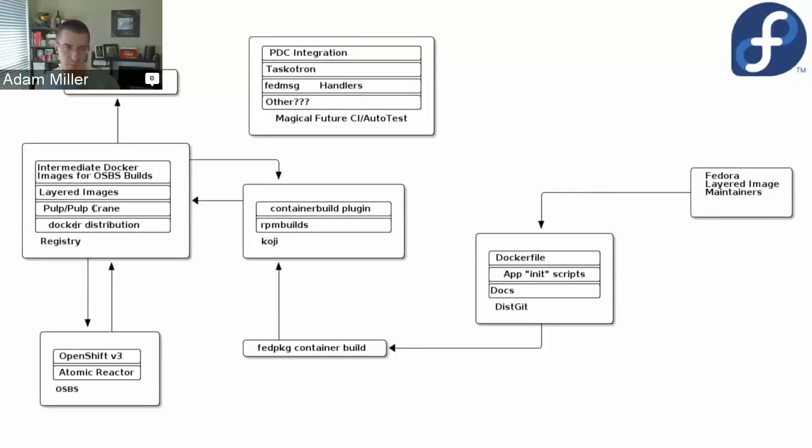You might notice in OSBS an item called Atomic Reactor. Atomic Reactor is what we actually use to do the Docker image builds, and it's a standalone utility that gets run inside of OpenShift v3 as part of the custom builder type. We use that mostly because it affords us certain luxuries of being able to programmatically or from the command line pass overrides for, you know, injecting certain yum repositories or changing aspects of the Dockerfile purely for the build.